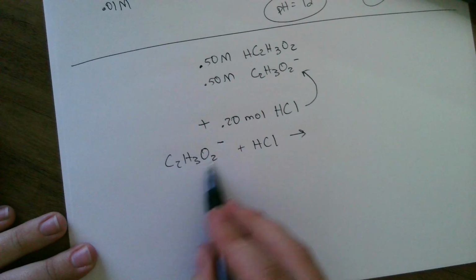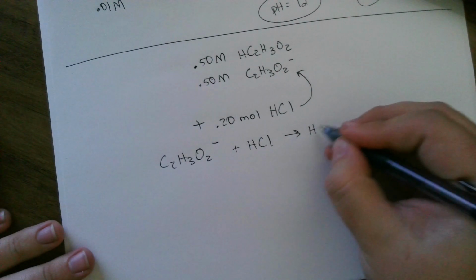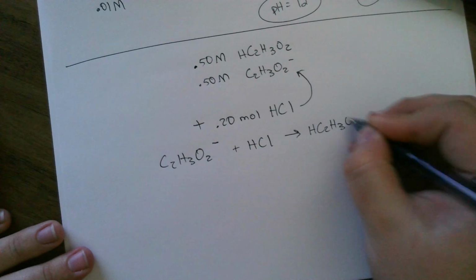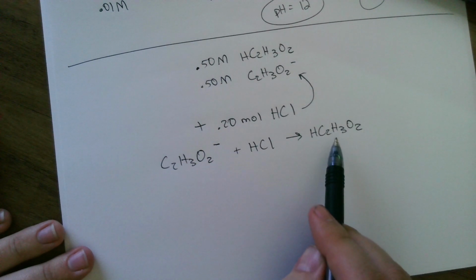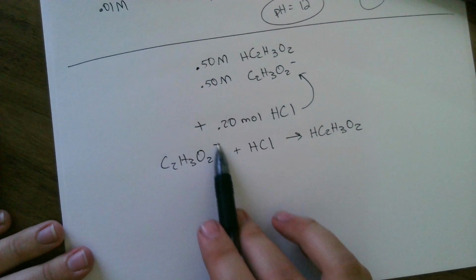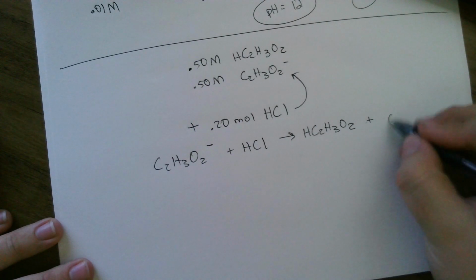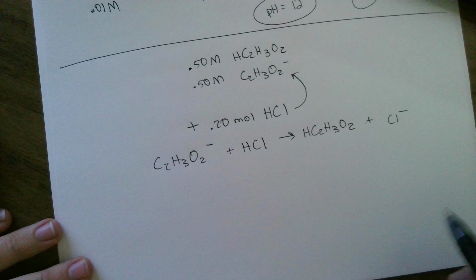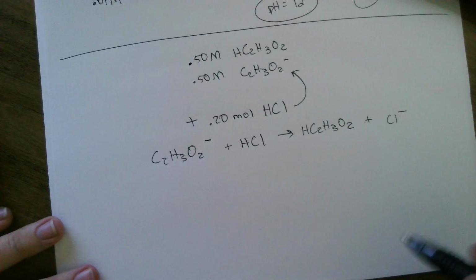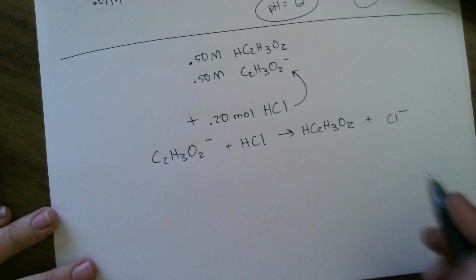When these react, this is a base. It's going to gain an H plus and make my acetic acid back again. I gained an H, and I lost the minus charge because I gained a plus. Plus, this is going to just be a Cl minus, which doesn't affect anything. That's the conjugate base of a strong acid. It doesn't react with water.